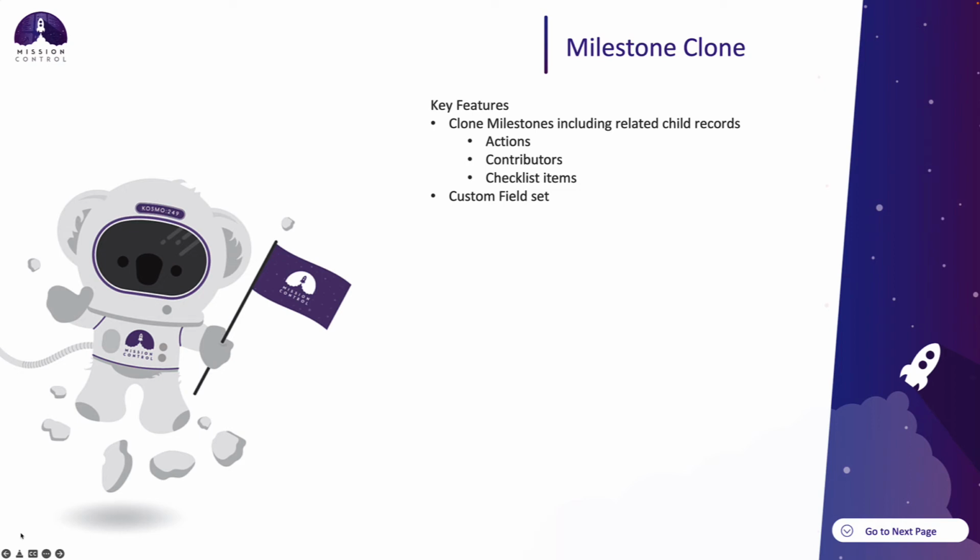Before the records are cloned, you're able to make changes to the milestone and actions so they're relevant to the new project that you're working on. And by default it will clone all the custom fields, but you can also add more custom fields to the clone page by editing the custom field set.